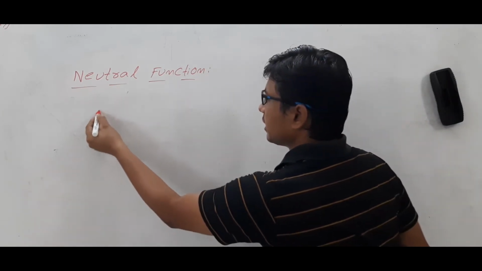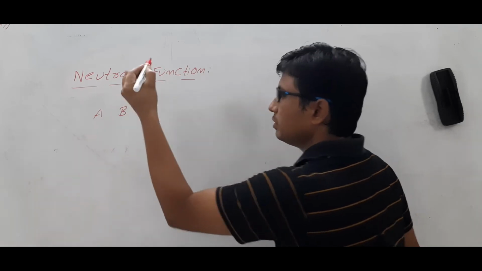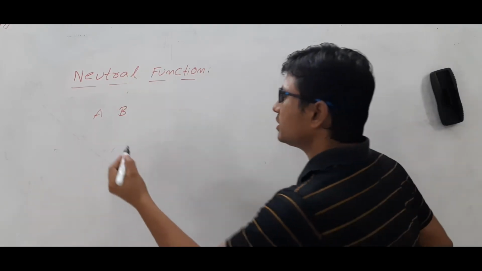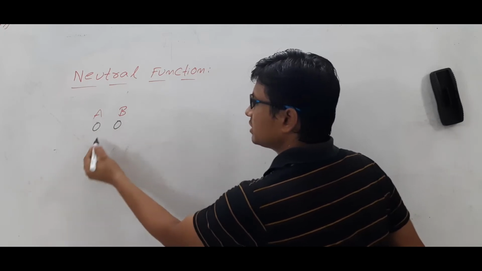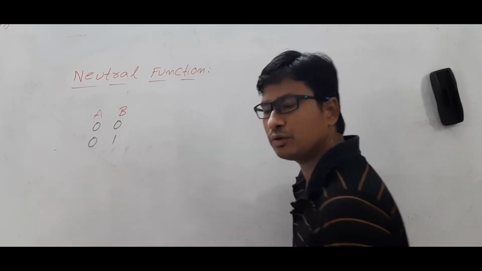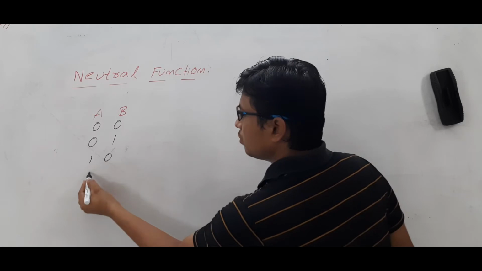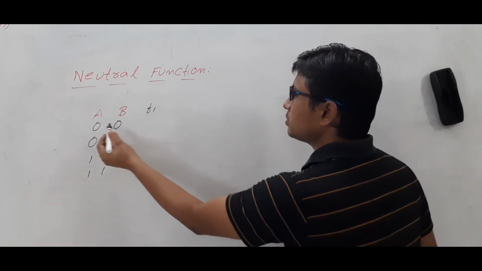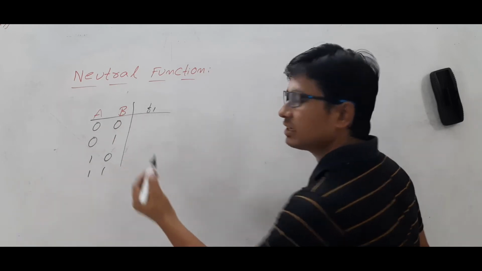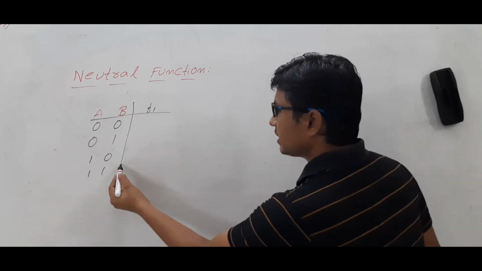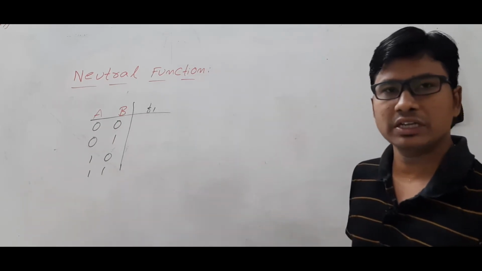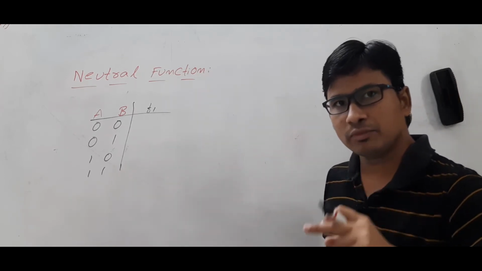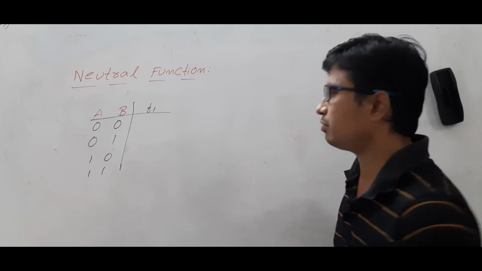Suppose I have taken two binary variables. If I take two binary variables, how many combinations will I get? 4 combinations: 0 0, 0 1, 1 0, 1 1. Am I right or wrong? So let me see how many functions are possible. Let's take function f1. For function f1, I can get the output as 0s or 1s, but what is meant by a neutral function? The number of zeros should be equal to the number of ones.